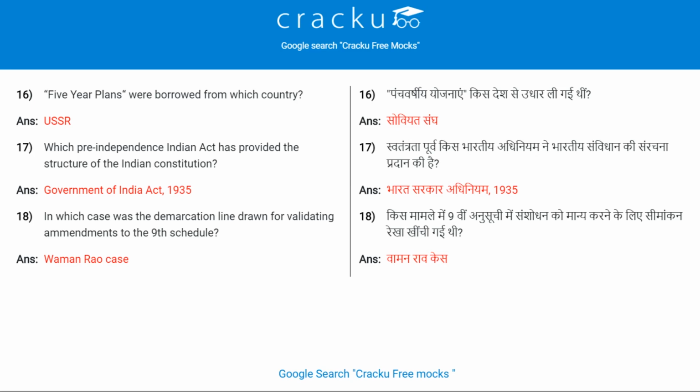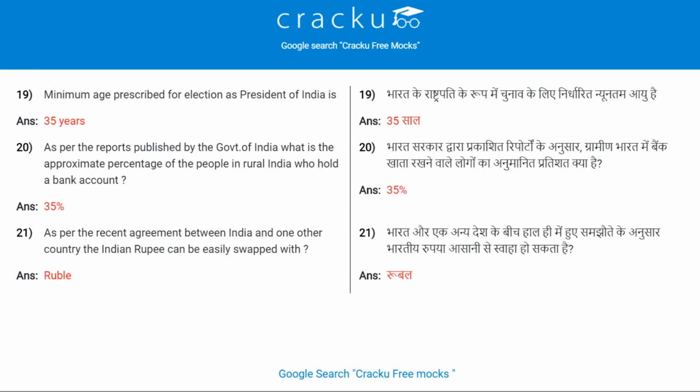Government of India Act 1935. In which case was the demarcation line drawn for validating amendments to the 9th schedule? Vaman Rao case. The minimum age prescribed for election as President of India is 35 years.